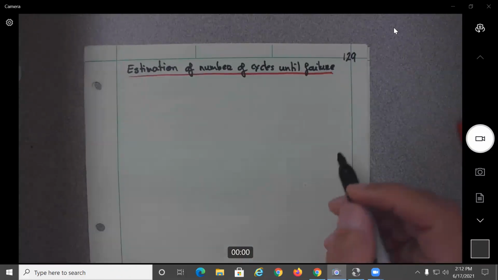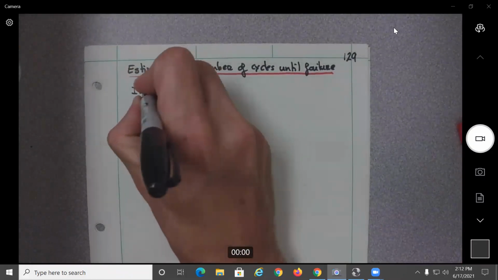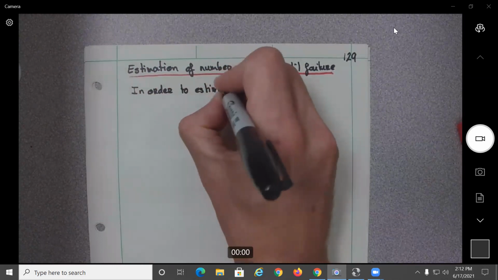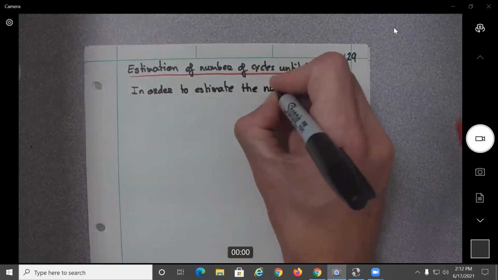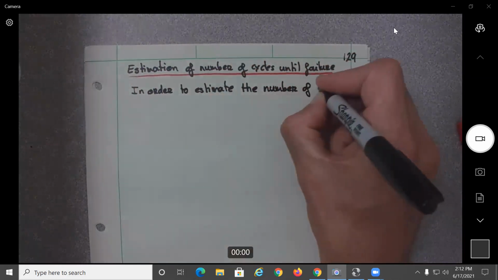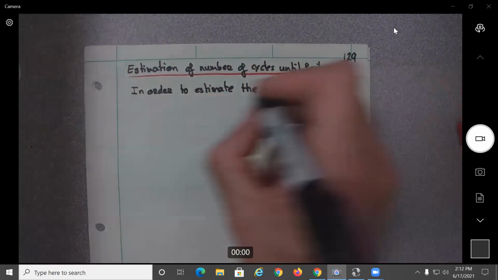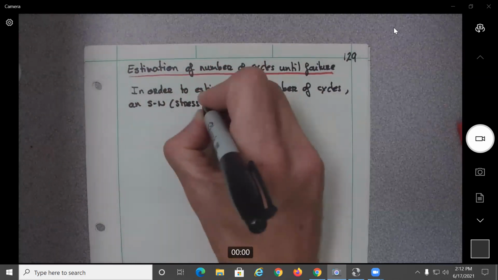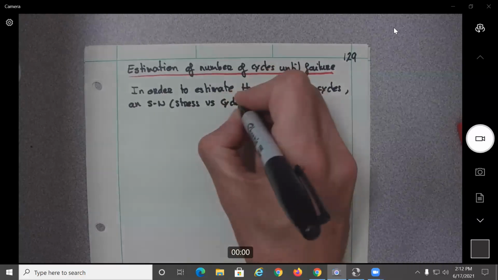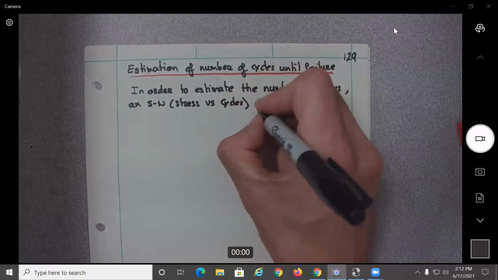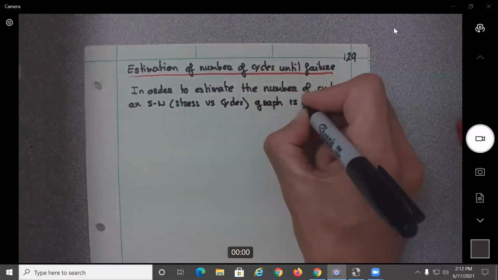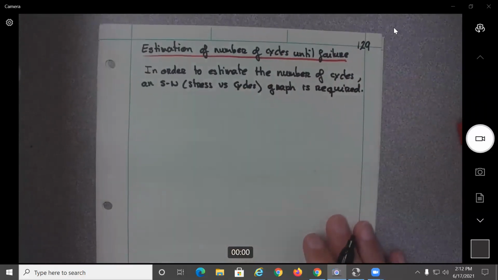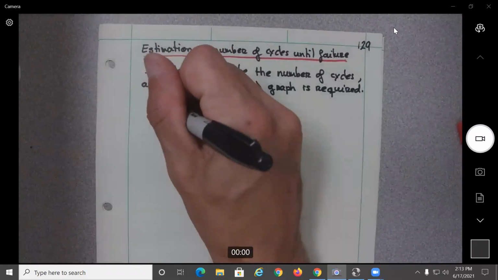Okay, so in order to estimate the number of cycles, an S-N graph, which is stress versus cycles, is required. Okay, so before I did the figure, but let me just do it again.